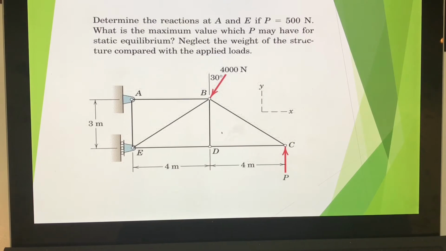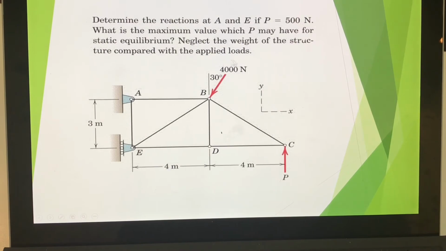Now, we're going to solve this problem. The question says, determine the reaction at A and E if P equals 500 Newton. What is the maximum value which P may have for the static equilibrium? So he wants the P max, and as we said before, this is a pin and this is a roller. So in the pin here at A, we analyze the forces as AX and AY, and in the roller we analyze the force as EX, and neglect the weight compared with the applied loads.